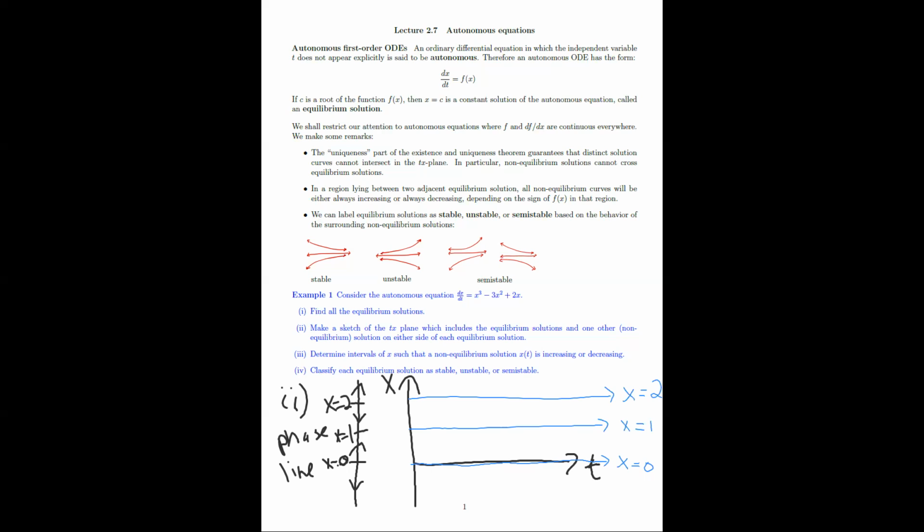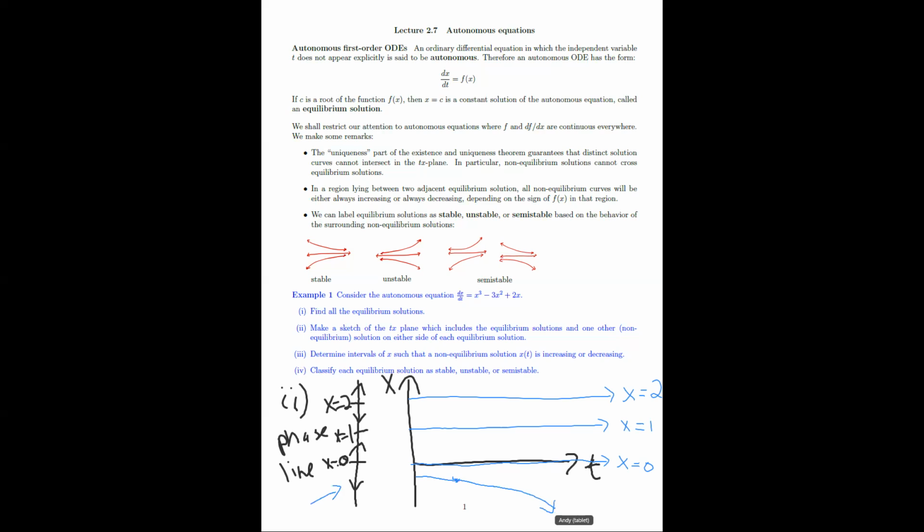Well, how do we do that? Well, for any initial value in the region with X less than 0, our solution is decreasing. That's what this phase line says. It says that X is decreasing on that region. That became because the derivative of X, dx/dt, was negative. So that means X is decreasing. So our solutions will look like this.